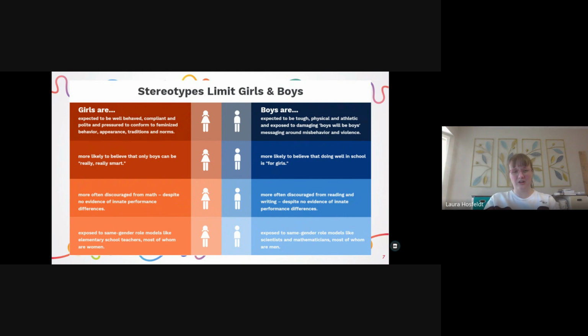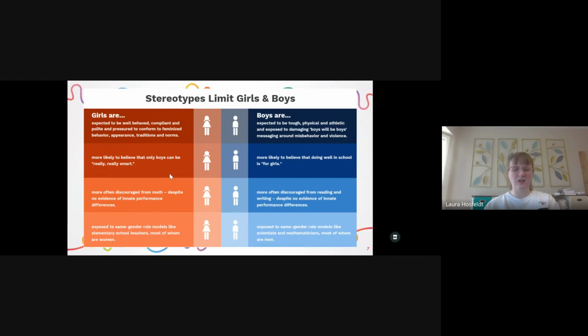Again, these limit both genders, right? Girls are often more discouraged from math, despite the fact that there's no evidence that girls are innately worse at math. Whereas boys are often more discouraged from reading and writing because that's perceived as more of a feminine thing, despite, again, no evidence that there is any sort of biological difference there, right? And on the bottom, it says that girls are often exposed to same gender role models like elementary school teachers, most of whom are women, whereas boys are most exposed to same gender role models like scientists and mathematicians, which often leads again to this perception. If you don't see anyone that looks like you doing it, you get this subconscious idea that you can't, in your head.